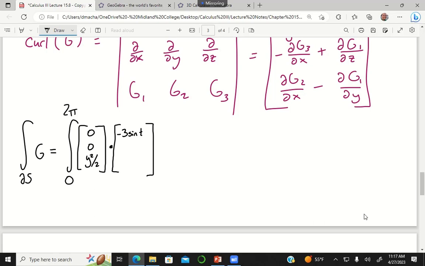And then the derivative of 3 sine t is going to be 3 cosine t. Honestly, those don't matter, because you see you're about to do the dot product with the zeros. And then, of course, the z coordinate was 0 for the whole parametric curve. And then we take the integral with respect to t. But clearly my integrand is 0. And so this is 0.